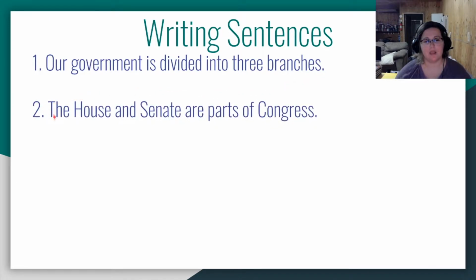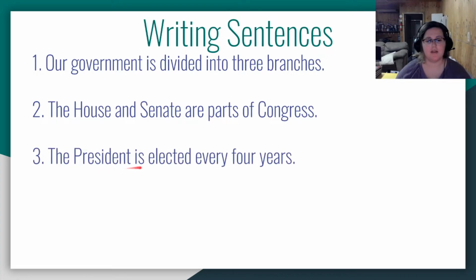Sentence 2. The House and Senate are parts of Congress. Your turn. Sentence 3. The president is elected every 4 years.